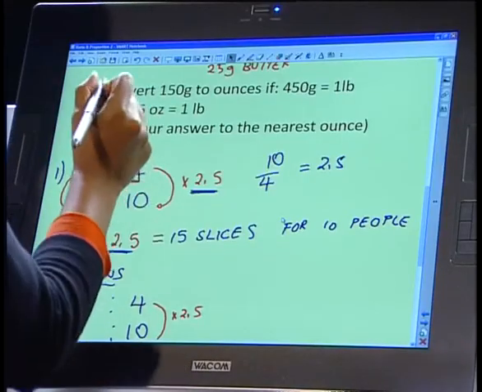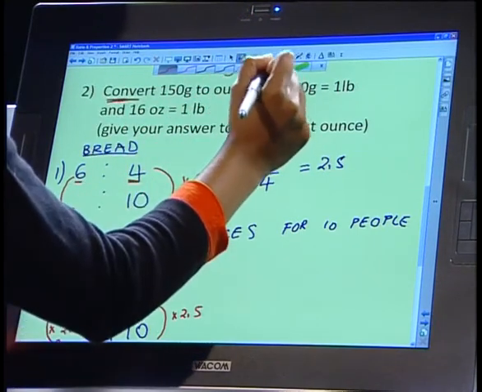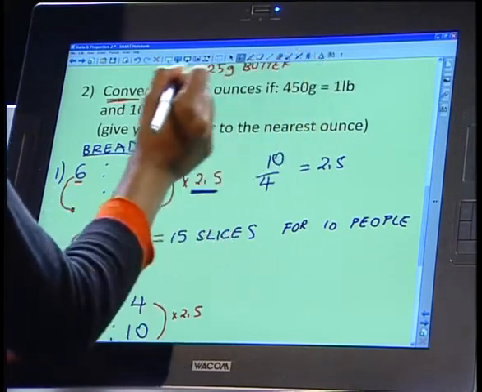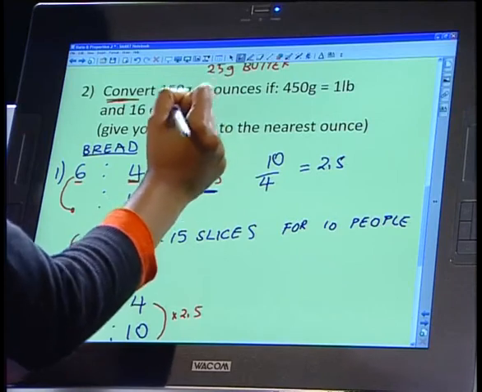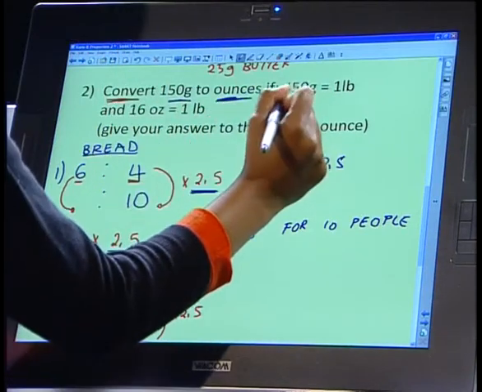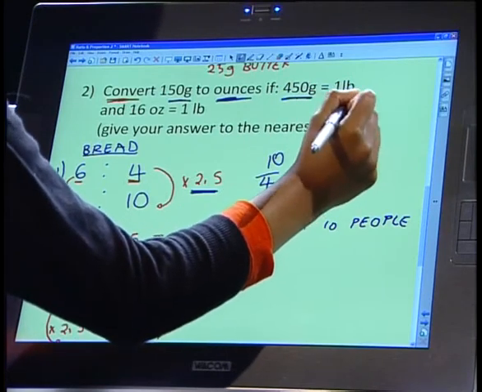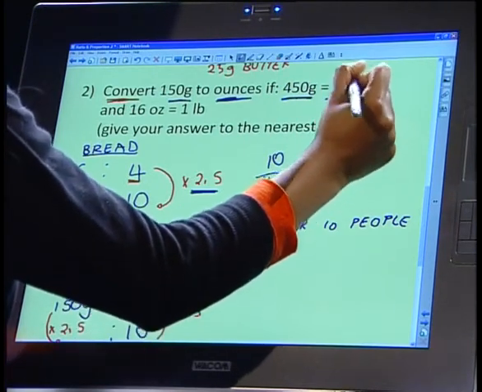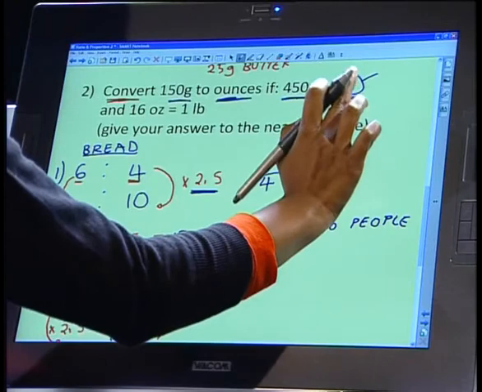Now, the next part of the question, still dealing with ingredients and baking, they ask us to convert. Remember that convert means that we need to convert or change 150 grams, so that's a measurement unit, to ounces, which is also a measurement unit. And they give you the conversion. They say 450 grams is equal to 1 pound. That symbol LB, that stands for pound. So 450 grams is equal to 1 pound.